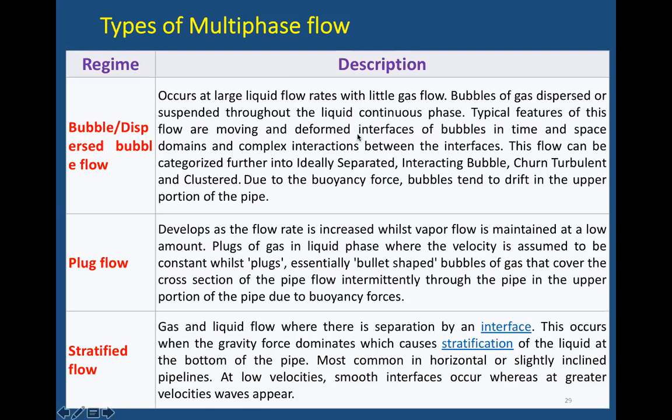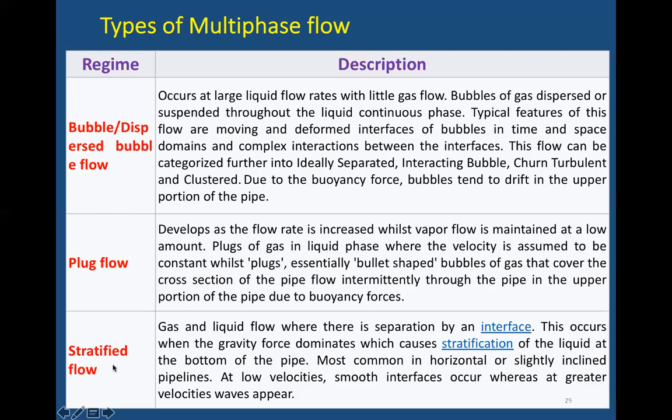Okay, so we'll see in the schematic diagram how bubble formation is taking place. Then next one is the plug flow. Actually, plug flow develops as the flow rate is increased while vapor flow is maintained at a low amount. So you have a very high flow rate and your vapor flow is also maintained at a low amount. Then some plugging will happen in the pipeline.